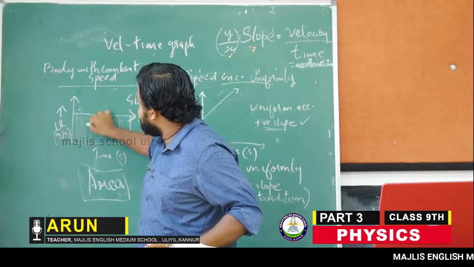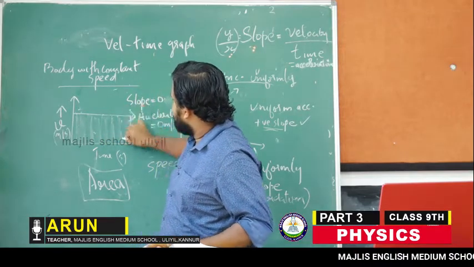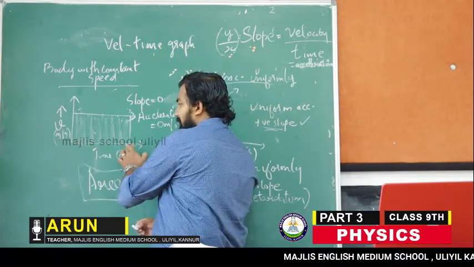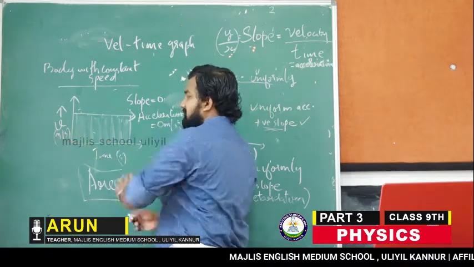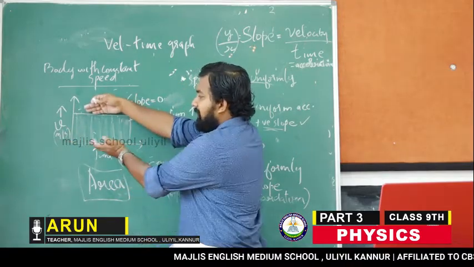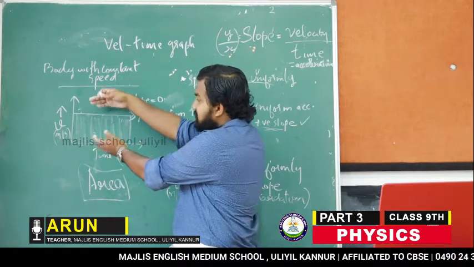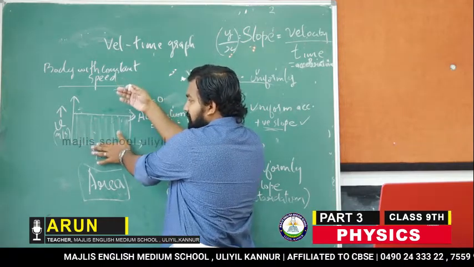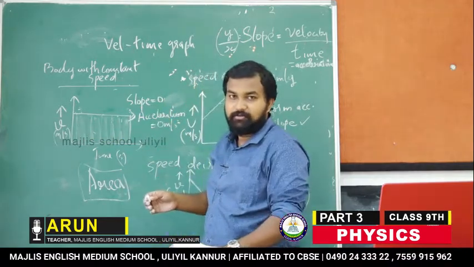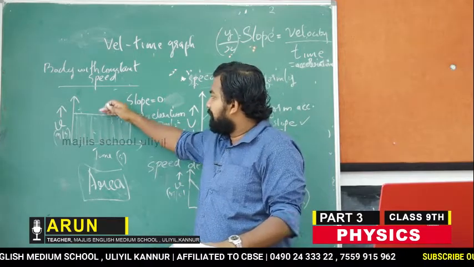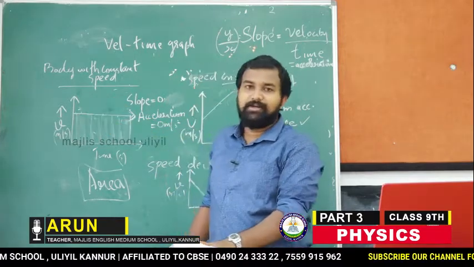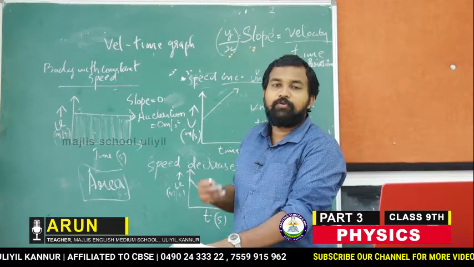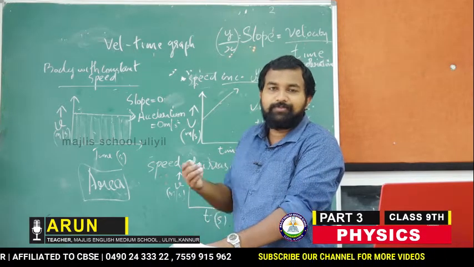For example, if we calculate the area under the graph, that means the area under the graph with respect to the x-axis. What is the area contained under the graph with respect to the x-axis? If we calculate the area between the x-axis and the graph, what will be the quantity which we get? What will be the term which we get?